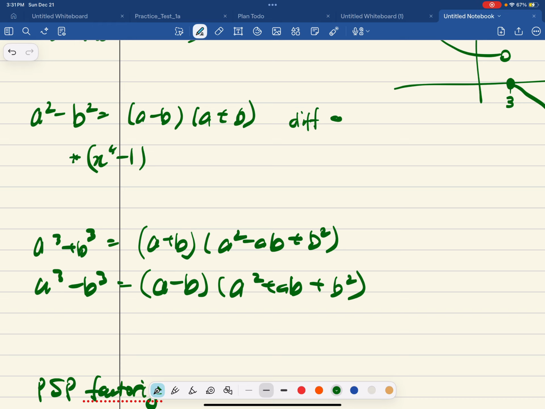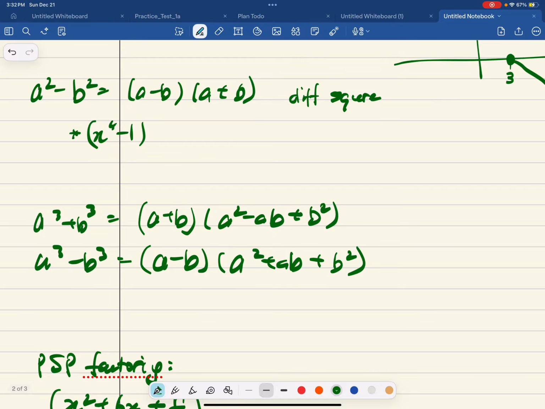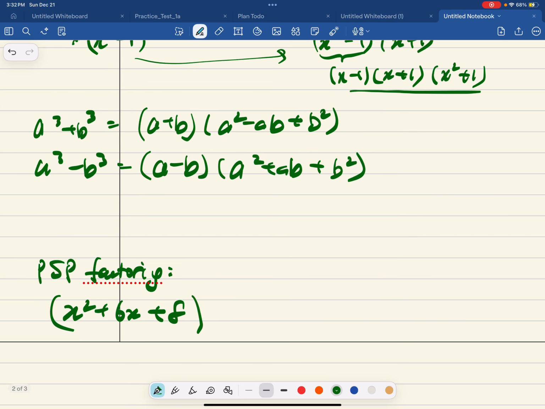Squares, because we have both cubes and squares. And when it comes to difference of squares, you also have to be careful with x to the 4 minus 1, especially because you kind of forget that it factors to x to the 2 minus 1 times x to the 2 plus 1, and here it still factors further: x plus 1, x minus 1, and x to the 2 plus 1. So just remember to fully factor out, because that's something I kind of forgot.